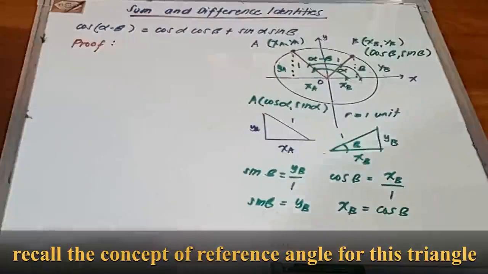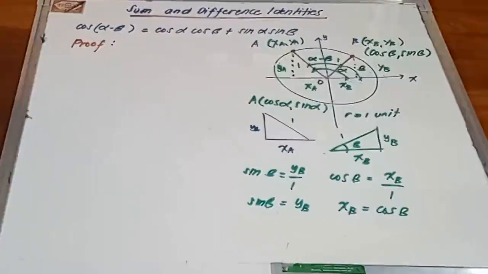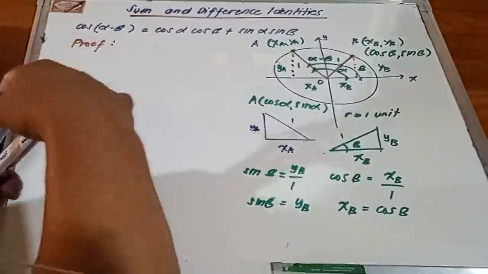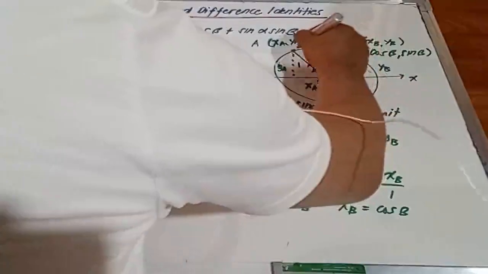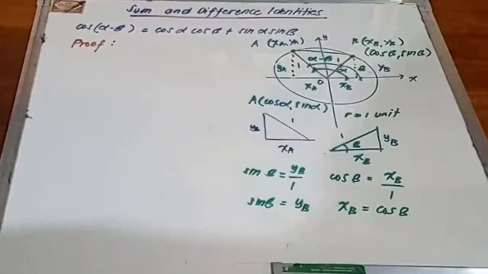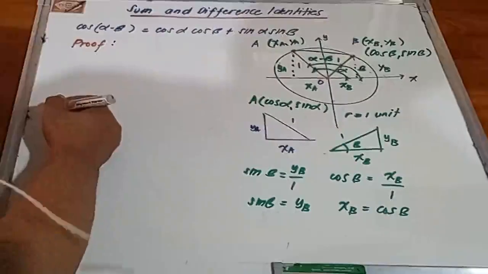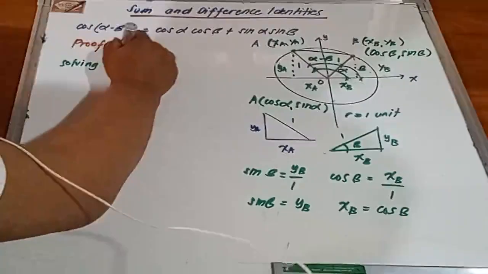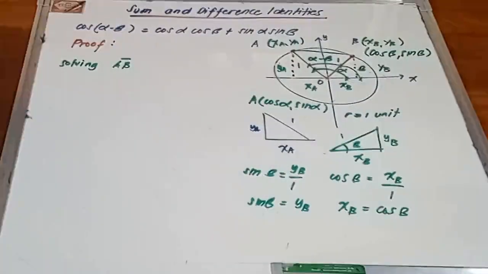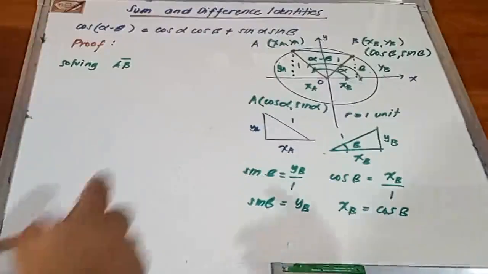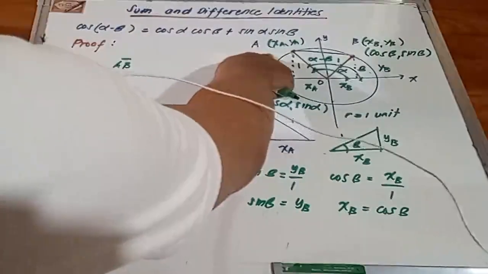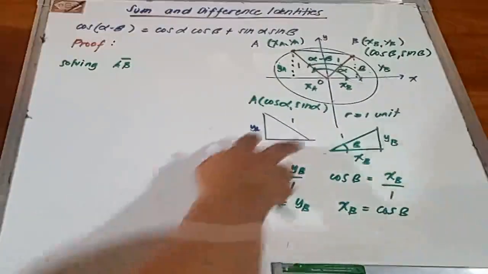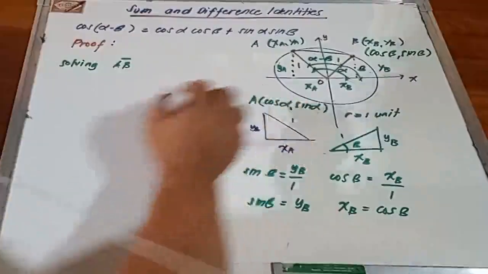Now, the next is, kunin natin yung distance from point A to point B. So, ito ang kukunin natin. So, solving AB. Distance from A to B. Okay? Using distance formula. Pero hindi natin gagamitin yung x sub A, y sub A, x sub B, and y sub B. Ang gagamitin natin yung ating ordered pairs na cosine beta, sine beta and cosine alpha, sine alpha. Okay?